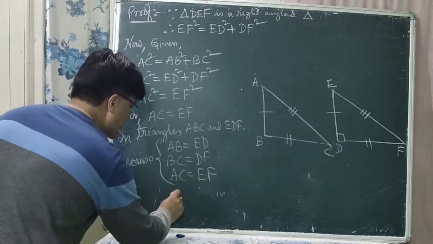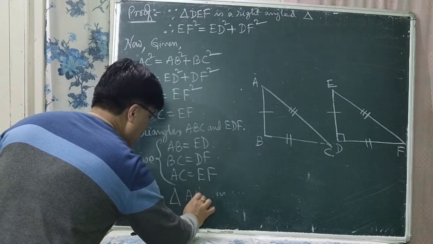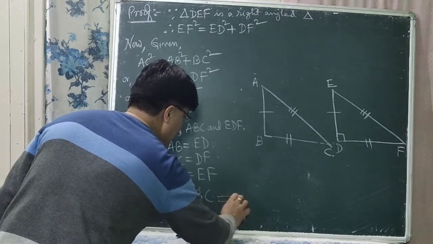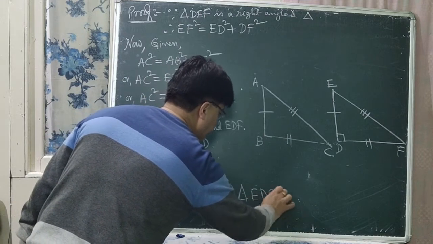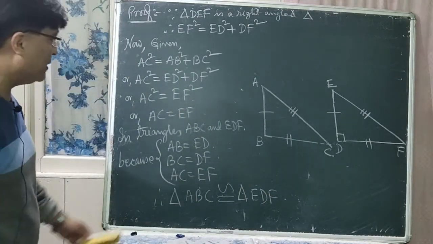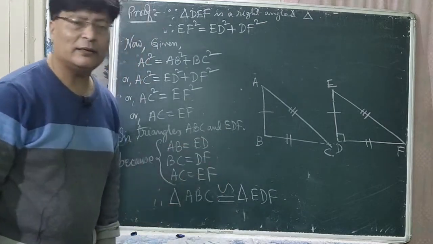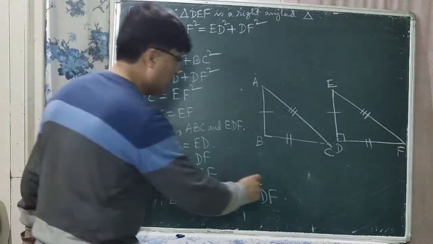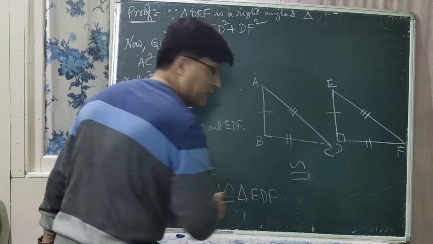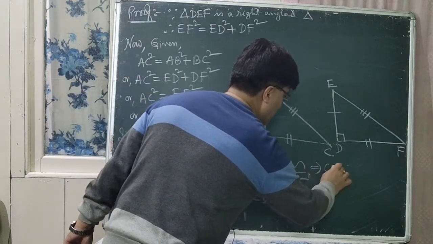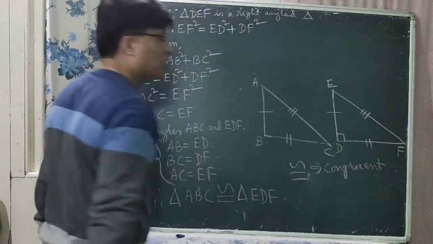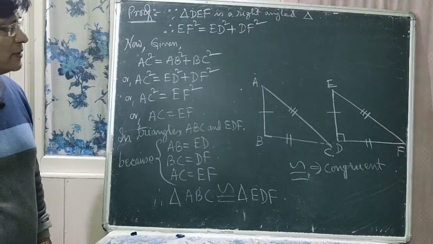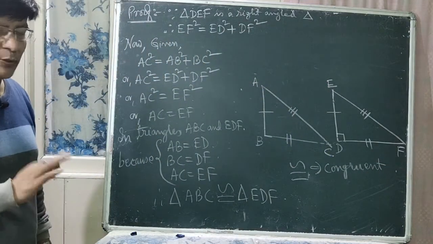So what is the sign of congruent? That is, triangle ABC is congruent to triangle EDF. Do you know what it means? I had told you before as well, what does it mean? Congruent means equal in all respects. Is that clear? Equal in all sides, equal in all angles.